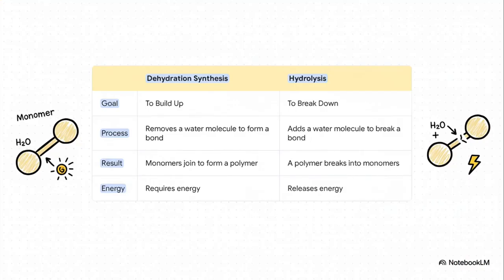Okay, so on one side, you've got dehydration synthesis. Let's break that down. Dehydration, losing water, right? To link two monomers together, the cell literally removes a water molecule, and that forms a strong bond. This process takes energy. Then on the other side, you have hydrolysis. Hydro means water, and lysis means to split. So to break a polymer apart, a water molecule is added back in, which splits the bond and releases energy. So you build by removing water, and you break by adding water. It really is that fundamental.